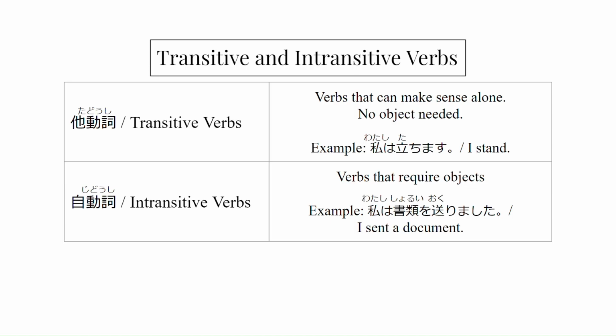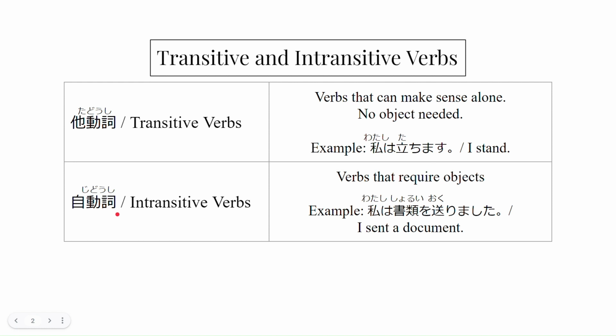In this lesson, we will be learning transitive and intransitive verbs. 他動詞 These are transitive verbs. These are verbs that can make sense alone, so there is no need of an object. An example would be, 私は立ちます。 this means I stand.